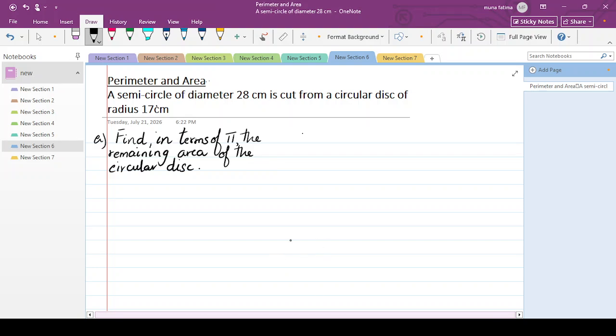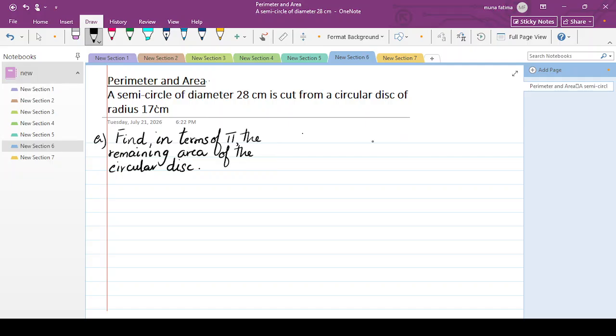The question says we have a semicircle of diameter 28 centimeters and it is cut out from a circular disk of radius 17 centimeters. We're supposed to find, in terms of pi, the remaining area of the circular disk. The first thing we do is draw the diagram.